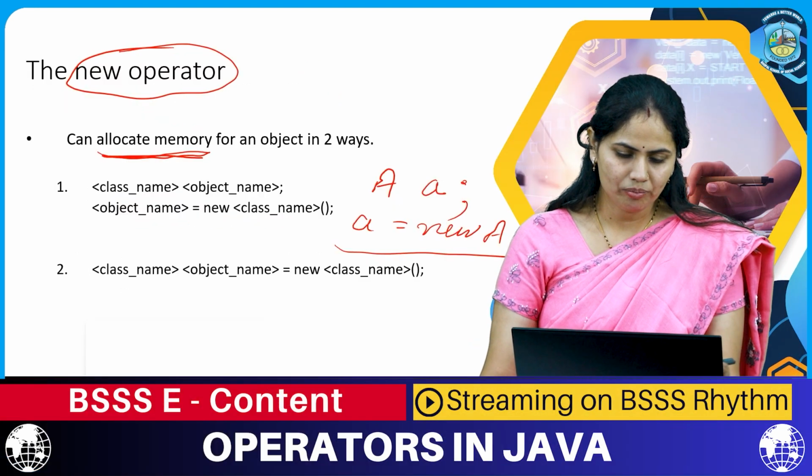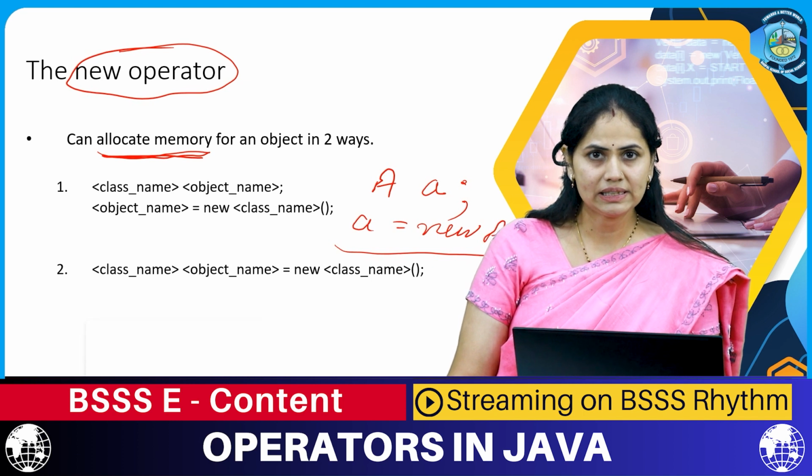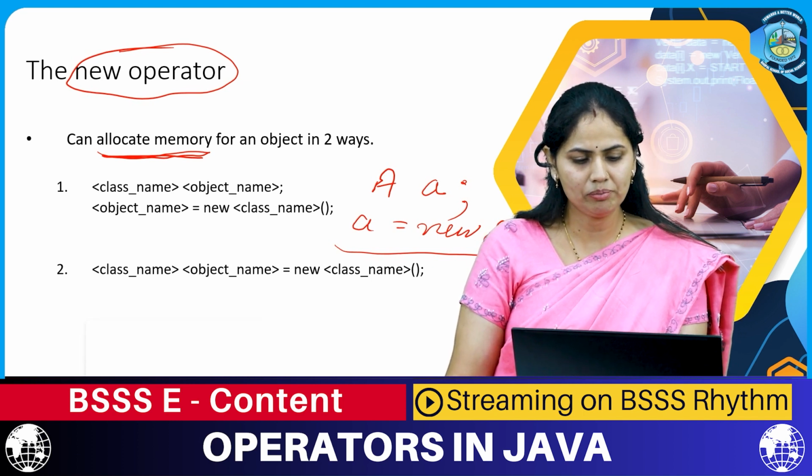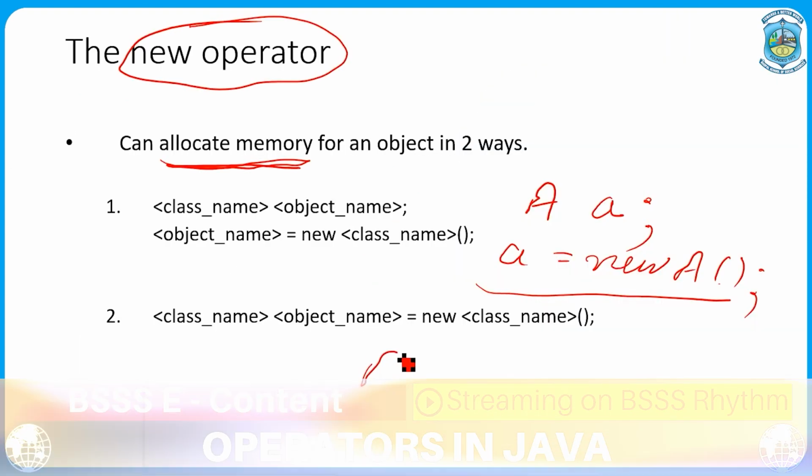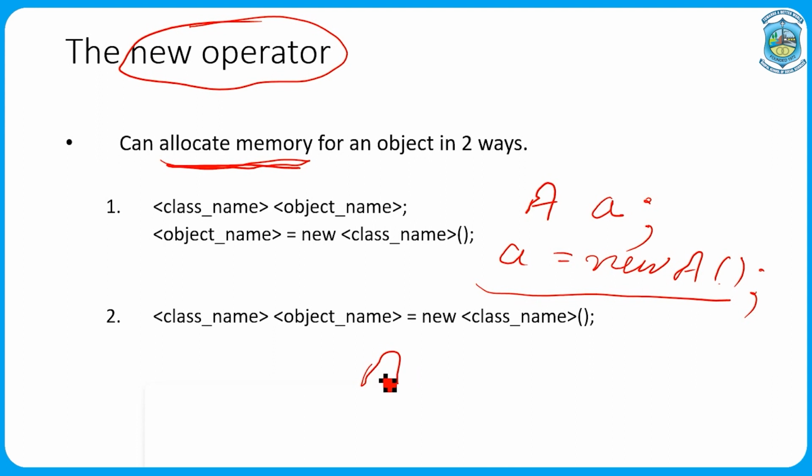Another way of creating an object by using the new operator is a single line statement, where we simply write down the class name. So, here the class name is A, space, object name small a is equal to new class name, again capital A, parentheses and a semicolon. So, this is the easiest way of creating an object in Java. These are the two ways by which you can create an object in Java.